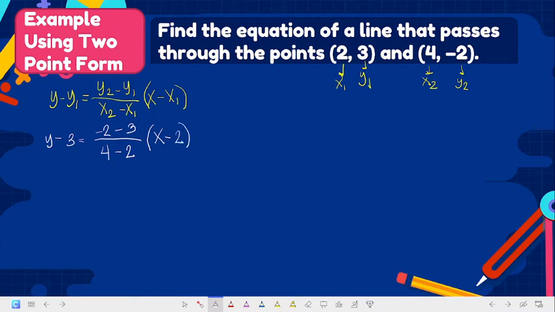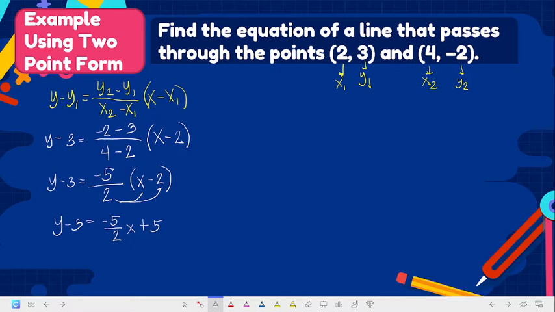Now, we're going to first simplify the formula for slope. So we have y minus 3 is equal to negative 2 minus 3 is equal to negative 5, all over 4 minus 2 is 2, times the quantity of x minus 2. Next is distribute negative 5 over 2 to x minus 2. So we have y minus 3 is equal to negative 5 over 2x plus 5 over 2 times 2. So 2 and 2 will be cancelled out. So the remaining is positive 5.